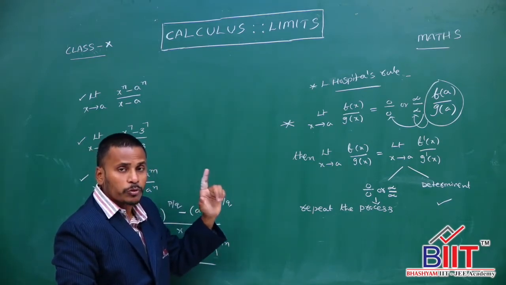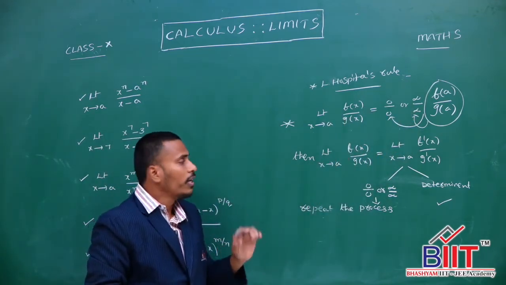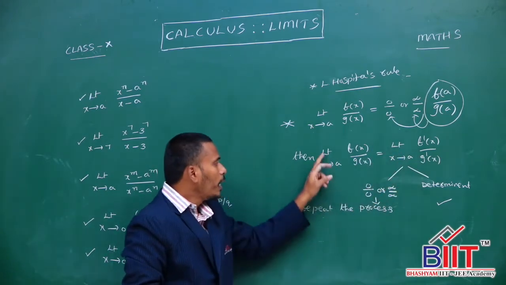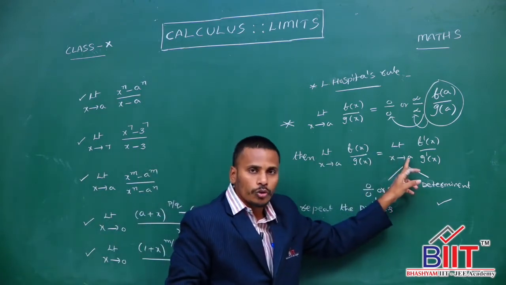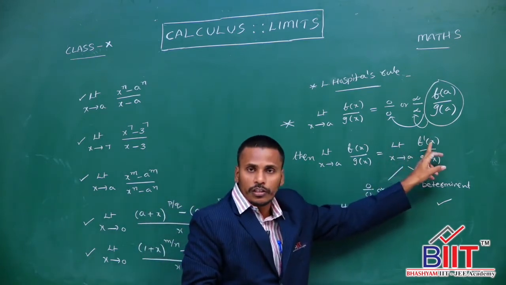This rule helps only to avoid these two indeterminate forms. How can we avoid it? We avoid it by equating the limit: limit x tends to a of f of x by g of x is equal to limit x tends to a of f dash of x by g dash of x. Now again replace x with a.